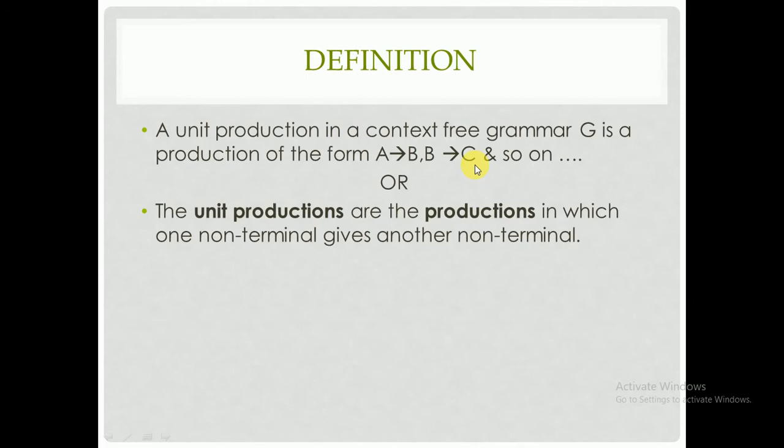You can also say that unit productions are the productions in which one non-terminal gives another non-terminal, or you can say that a variable gives another variable. So here A is a variable, it is generating B, right? B is generating C, C is generating D, and so on. It is of the form of a chain. So let's look at the method of how to eliminate unit production.